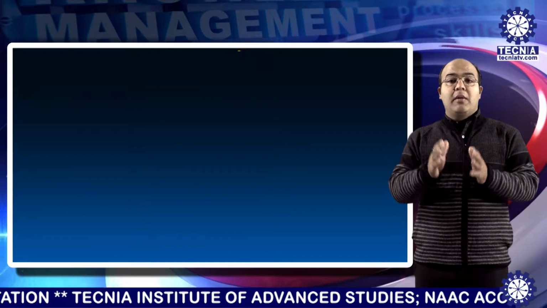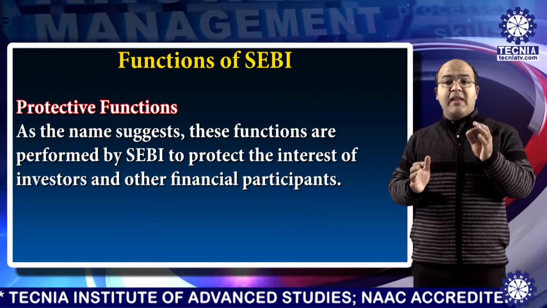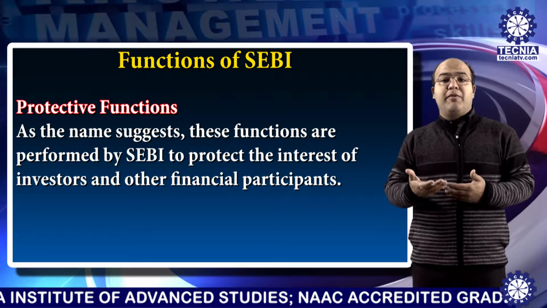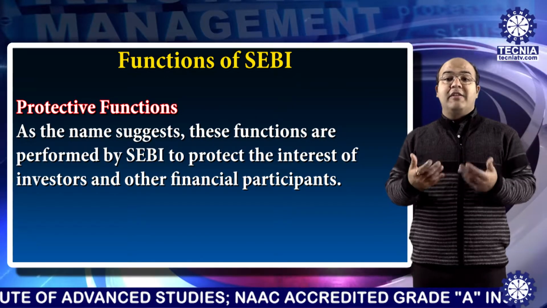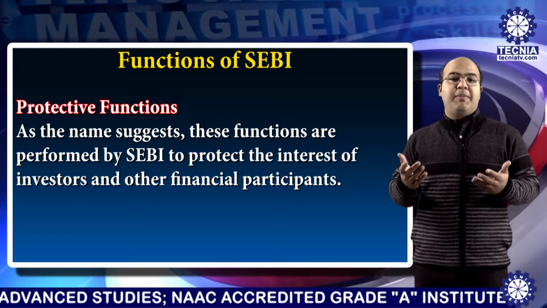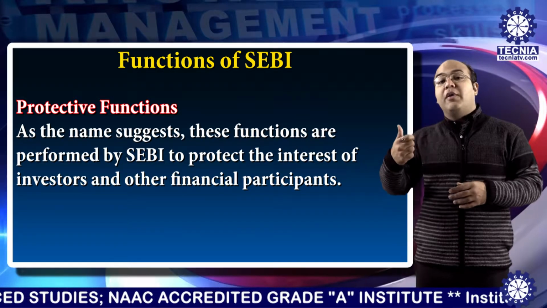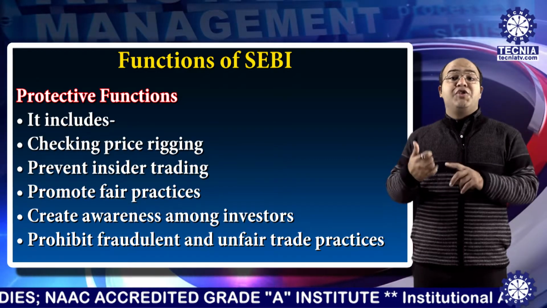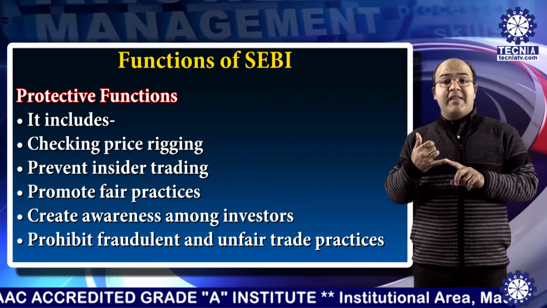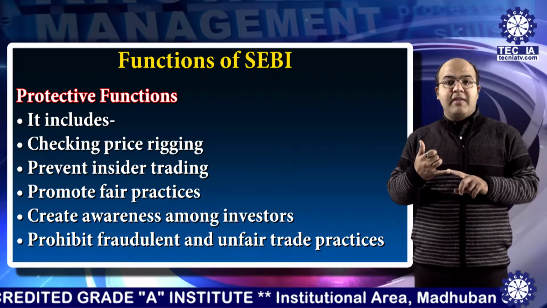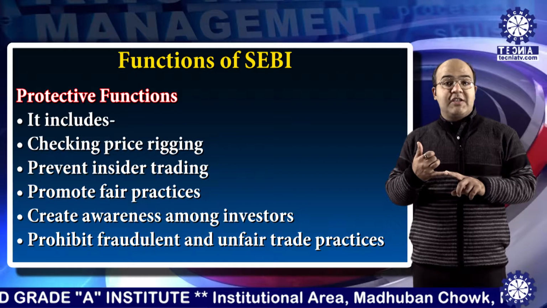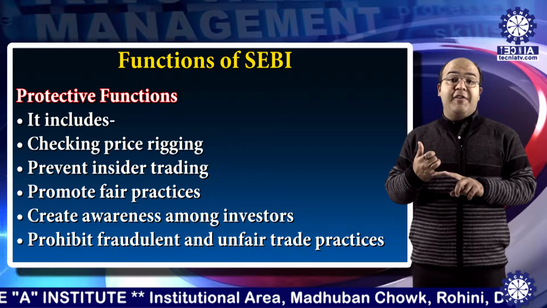The first one is protective functions. As the name suggests, these functions are performed by SEBI to protect the interest of investors and other financial participants. It includes the following functions like checking price rigging, prevent insider trading, promote fair practices, create awareness among investors, prohibit fraudulent and unfair trade practices.